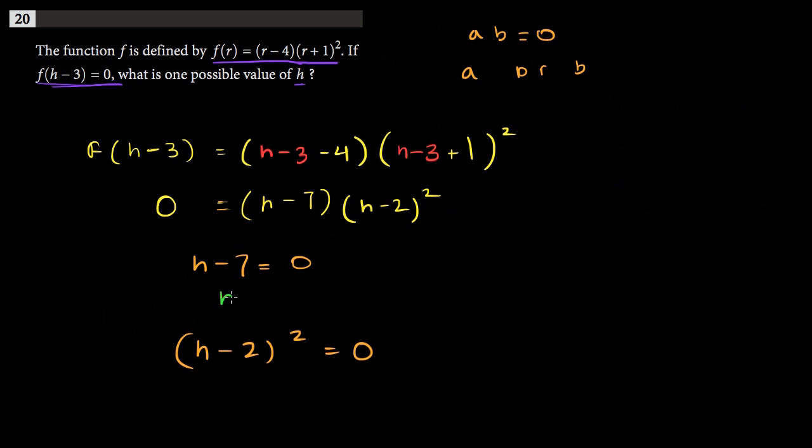So h can be equal to 7, that's one possible value. And here, if I get rid of the square by rooting both sides, h minus 2 equals, root of 0 is just 0, and so h equals 2. Okay, and so these are two possible values. 7 or 2 are correct values for this question.